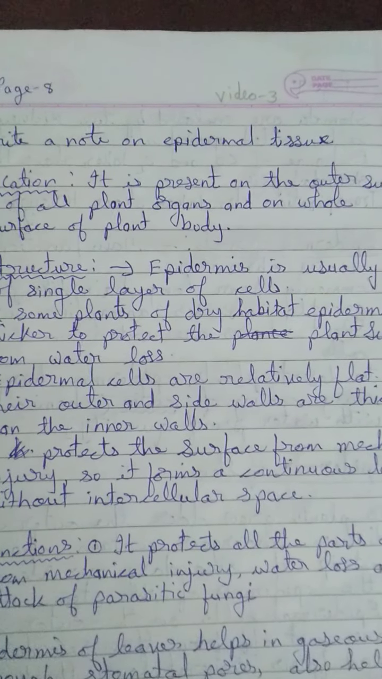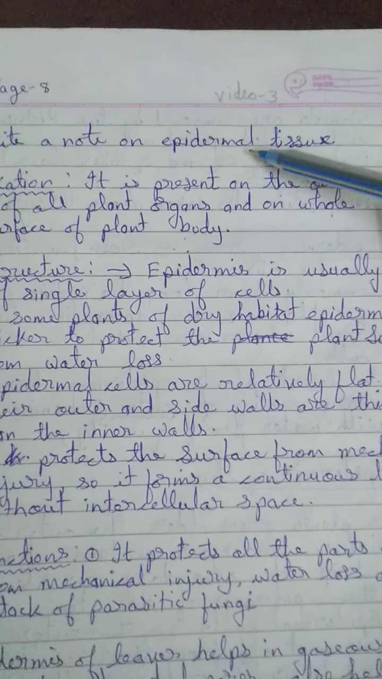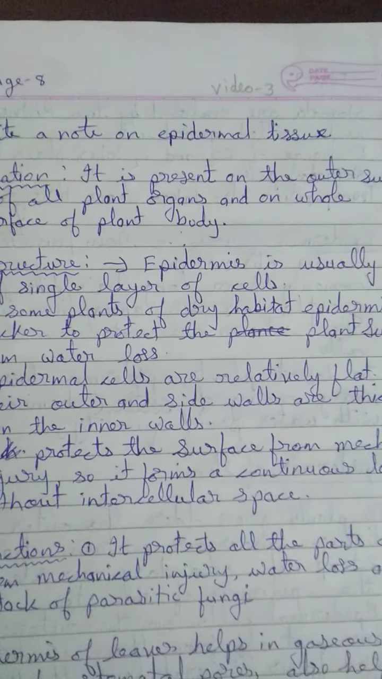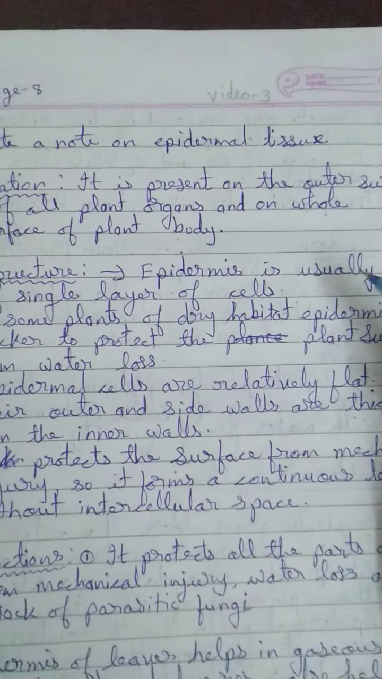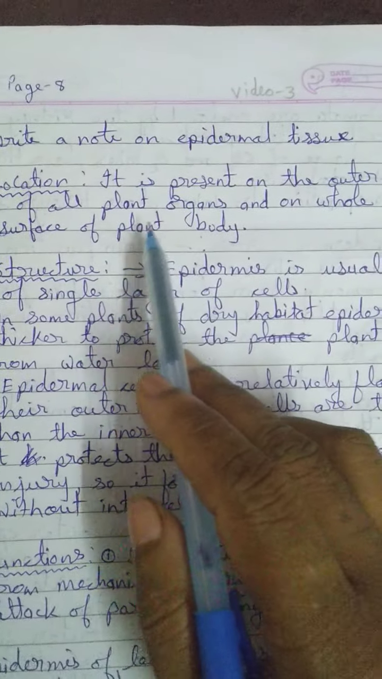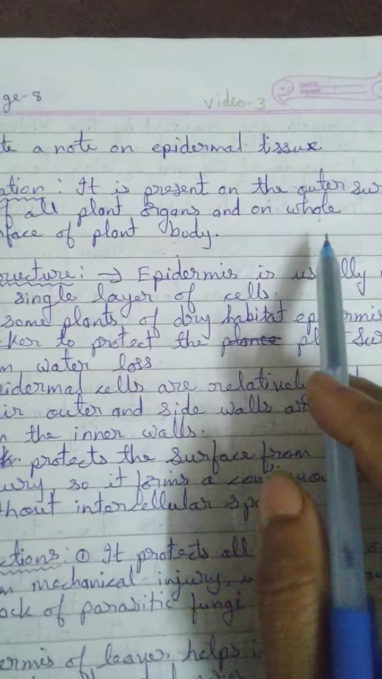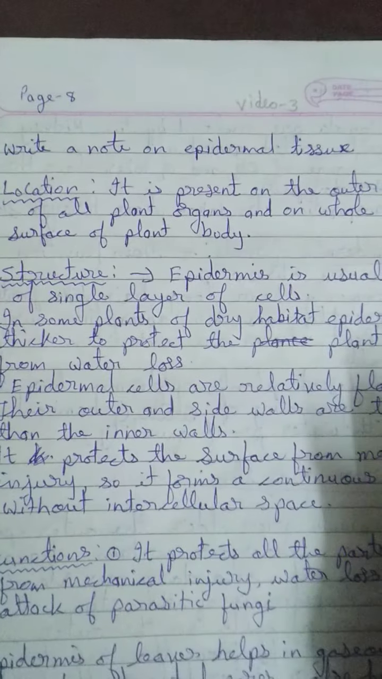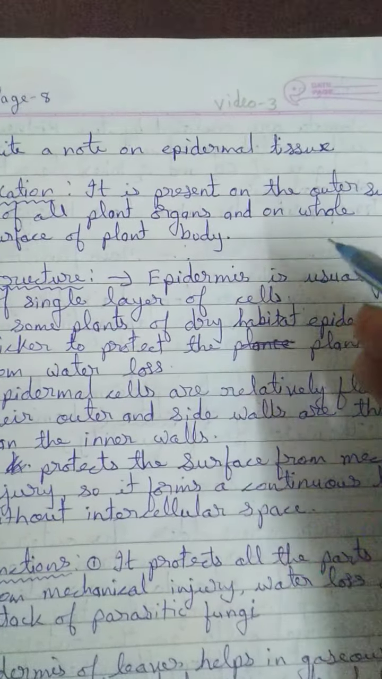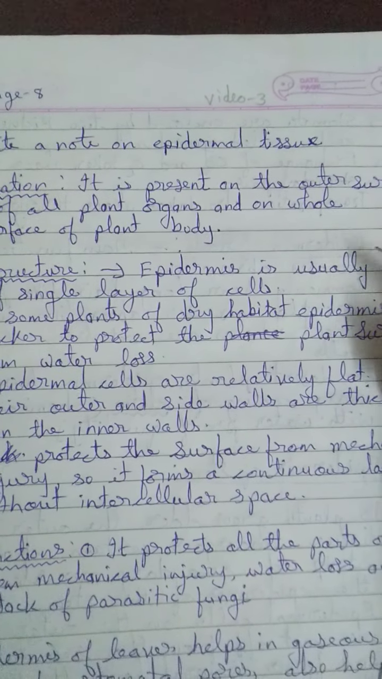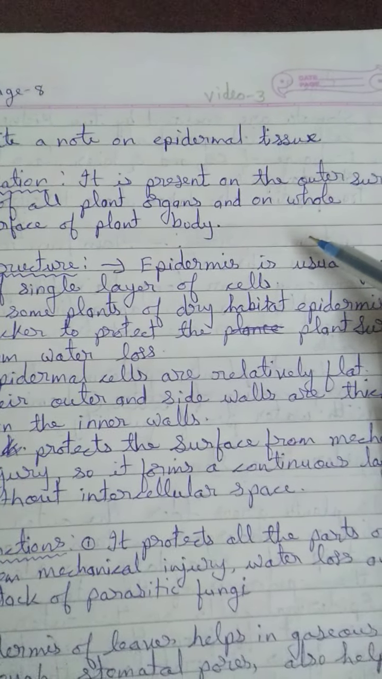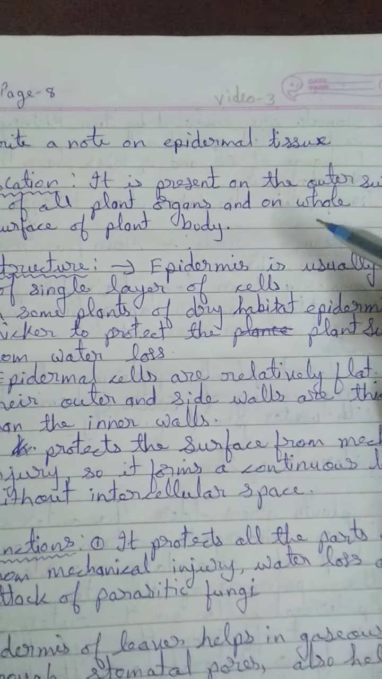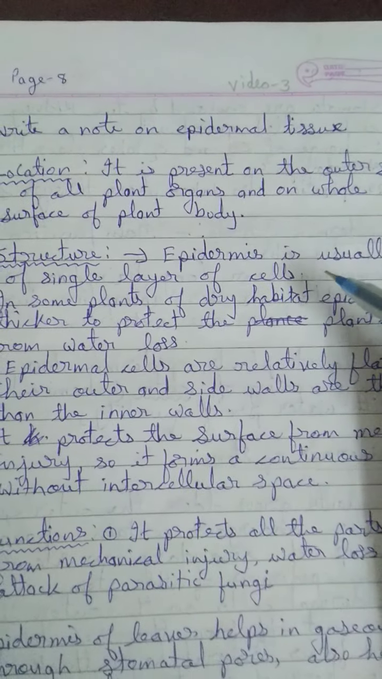Epidermal tissue, as the name suggests, epidermis means the outermost surface of the body. So epidermal tissue is present on all the plant organs and on the whole surface of the plant body. That means on all the surfaces of the organs also and on the whole surface. For example, it is present on the surface of the leaf, the root, the stem, everywhere. On all the surfaces it is present.